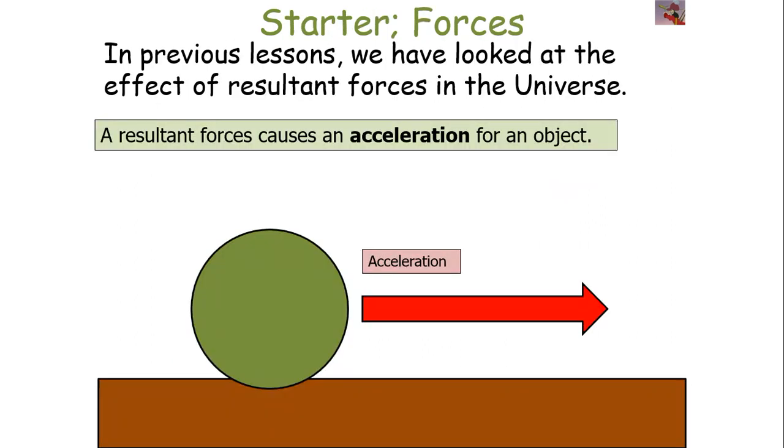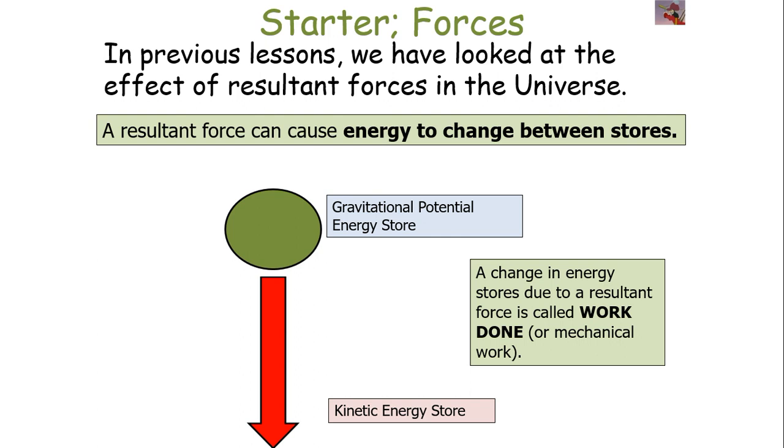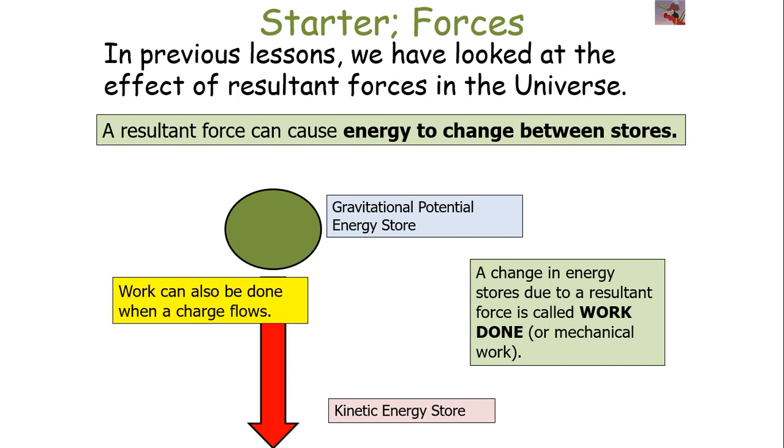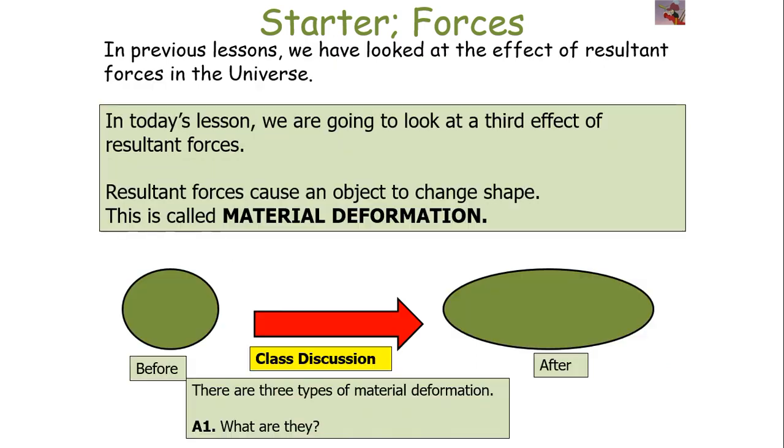Now, in previous lessons, we've looked at the effect of resultant forces in the universe. A resultant force can cause an acceleration for an object. A resultant force can cause energy to change between stores. Now, a change in energy stores due to a resultant force is called work done or mechanical work. But just be aware that work can also be done when electrical charge flows in a circuit.